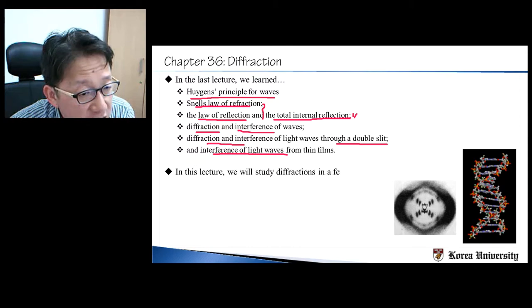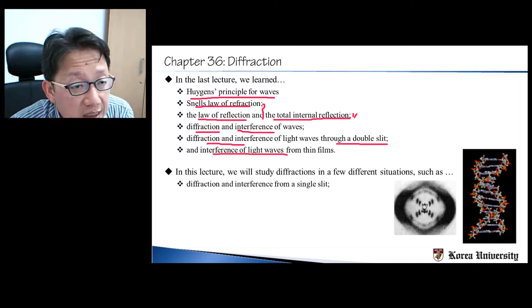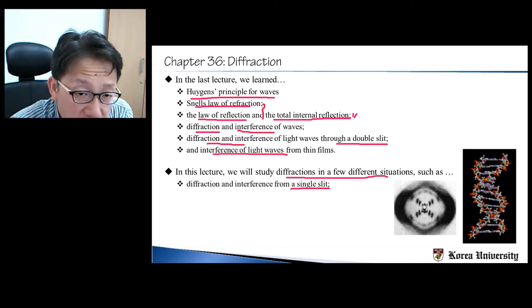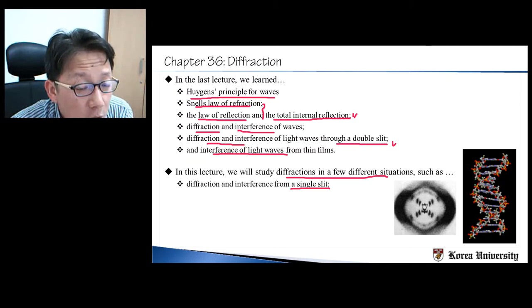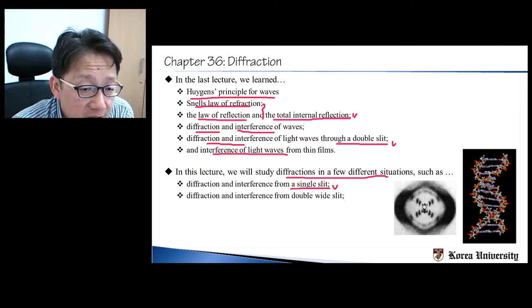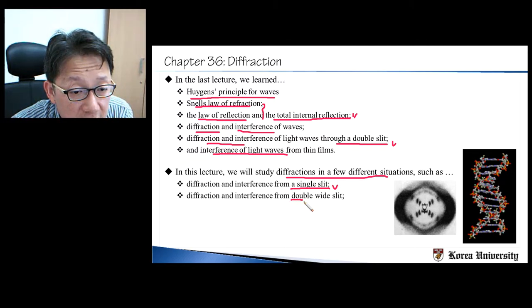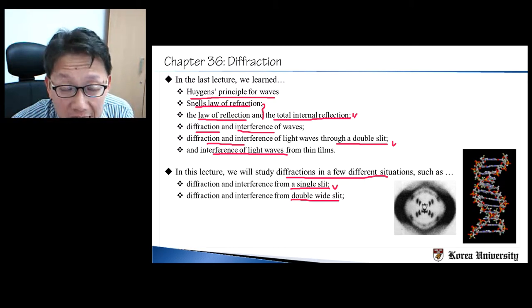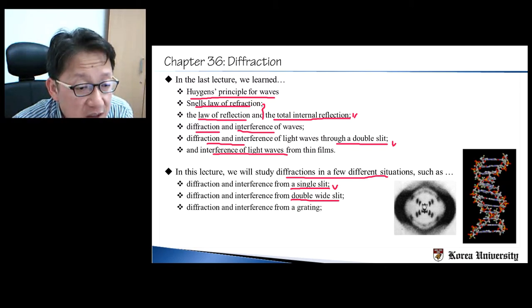In this chapter, we will continue what we learned in chapter 35 and study diffraction and interference in a few different situations. Firstly, diffraction and interference from a single slit. In the last chapter, we learned the case of a double slit, but diffraction and interference also appear when you have only one slit. We will also learn the double slit just like in the last chapter, but now we will assume that each of these slits is wide. We will see what will happen in such a case.